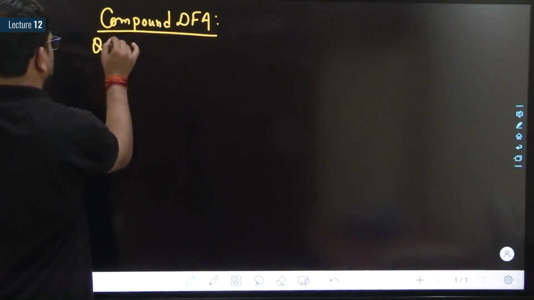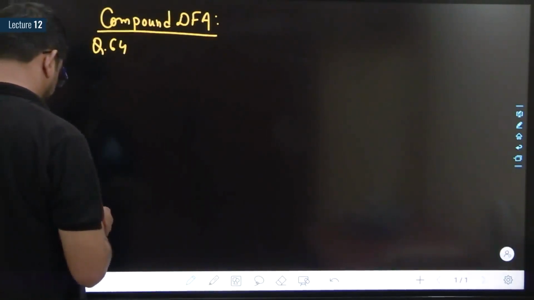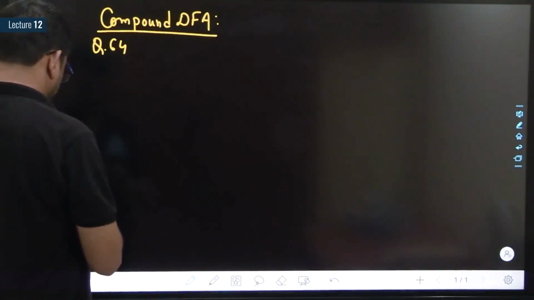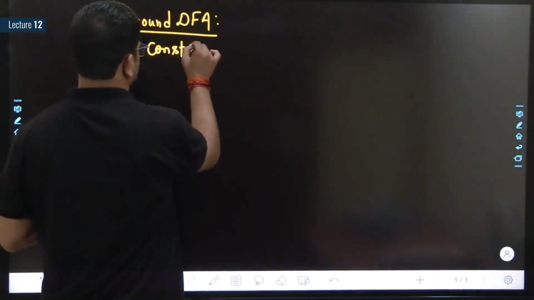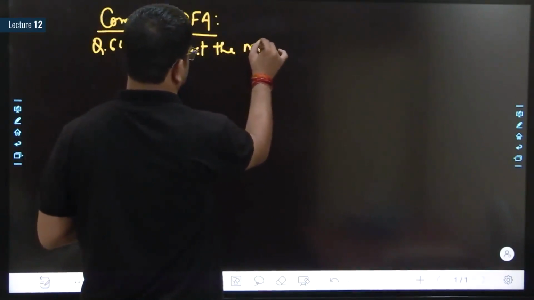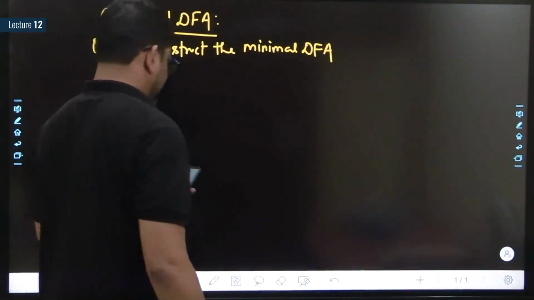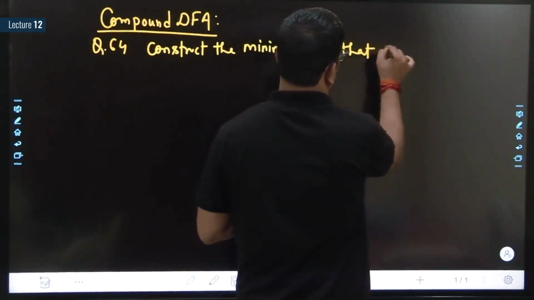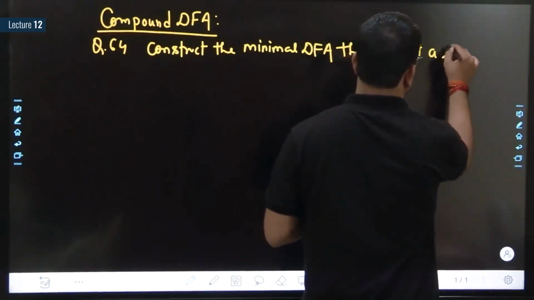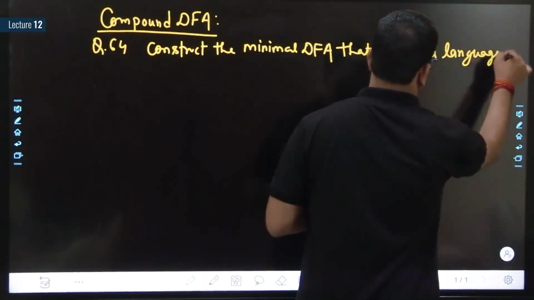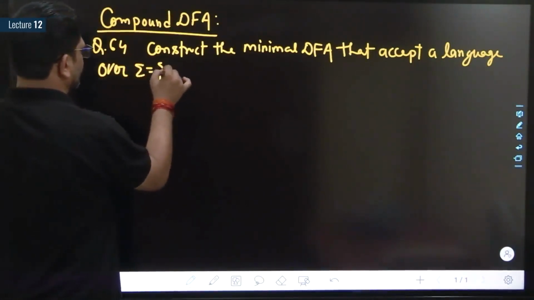Question number 64, with the example. Construct a minimal DFA that accepts a language over alphabet A, B.